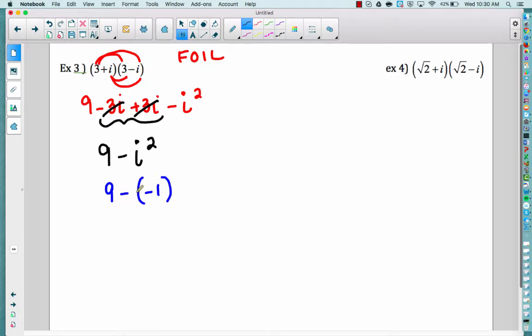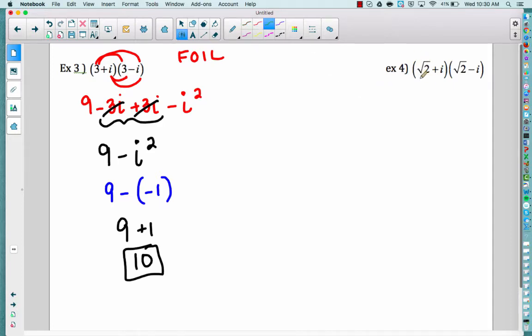So now I'm going to do negative times negative. So it becomes 9 plus 1, which gives me the real number 10. So you may notice that the imaginary part went away. All right, let's try the next one. Now that won't always happen, but it will happen if the binomials are the difference of squares pattern.